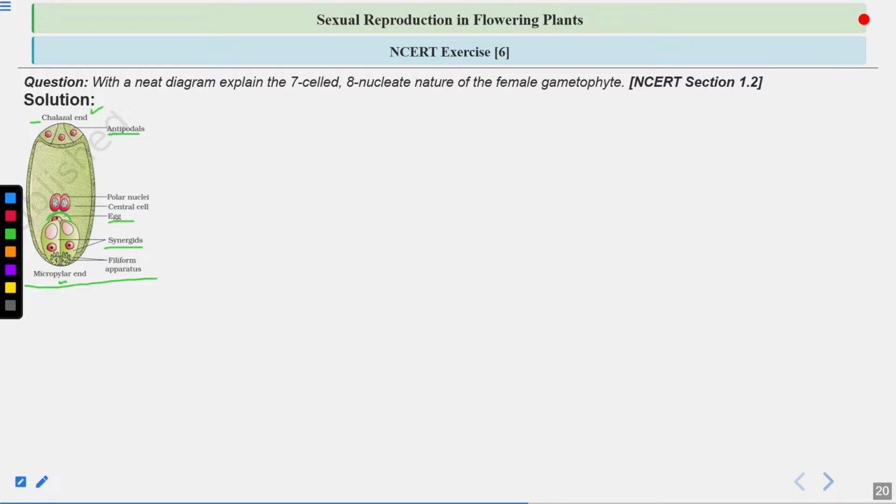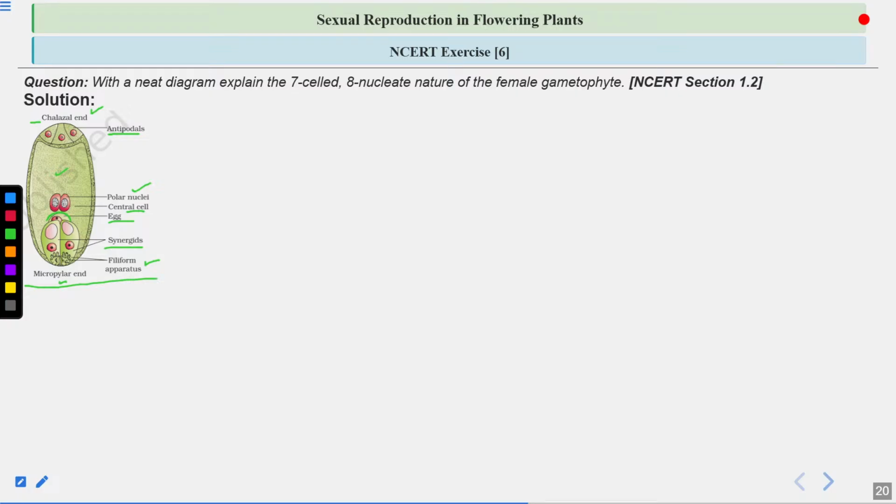Now a very important point here: in the synergid, you can see the finger-like projection inside the synergid cell, that is called the filiform apparatus. And there is one central cell which contains the 2 polar nuclei.